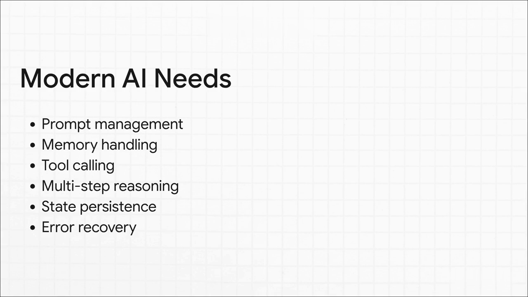You need prompt management to standardize your inputs. You need memory handling so your bot doesn't just forget who it's talking to halfway through a chat. You need tool calling so the AI can search the web or query a database, alongside multi-step reasoning, state persistence, and error recovery. Building all of this from scratch for every single project? Total nightmare. And that is exactly why orchestration frameworks exist in the first place.